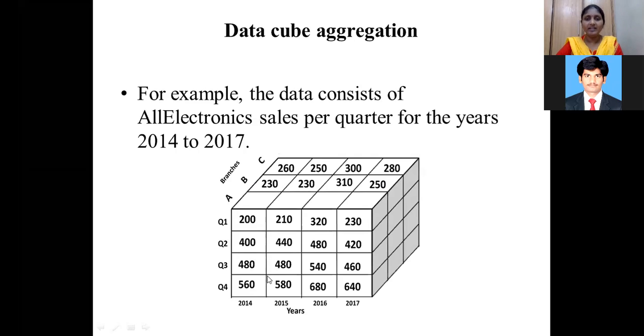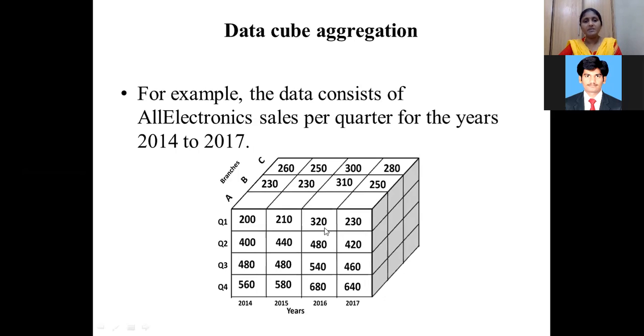Suppose we have the data in that data cube representation, in a quarter format. That means we have the data for each and every quarter. But for my analysis, I don't require the data quarter-wise, week-wise or monthly. I require the annual data for my analysis. So in that case, what will we do? What is the operation we are going to perform? Already we have discussed roll up operation and drill down operation.